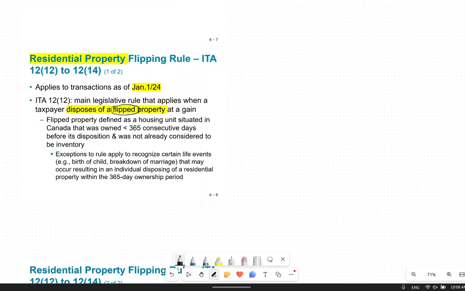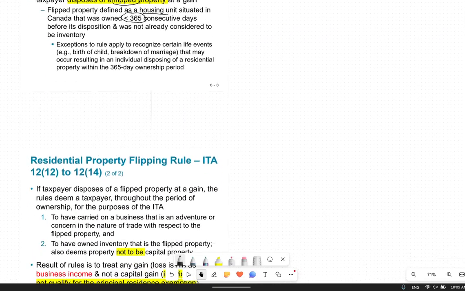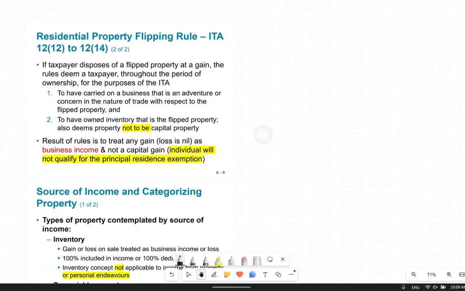It's saying a flipped property is defined as a housing unit situated in Canada that was owned less than 365 days before its disposition, and is not already considered to be inventory. So in this case, you have to hold it for 365 days in order for it to be a residential property. If it's not held for 365 days, then it will be a normal business. So that's what happens.